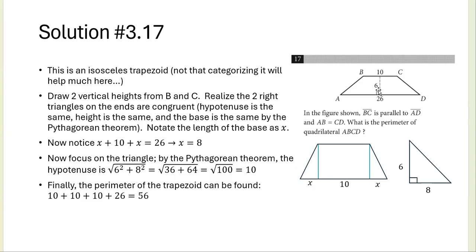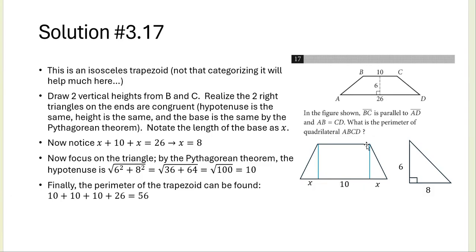So notice this is a vertical height of 6 here. We can extend this vertical height from point B down to AD, and similarly from C down to AD, because these two segments are parallel. So this segment downward is still a length of 6, and this one downward is still a length of 6. We'll use that to our advantage in a little bit. And then notice that if we extend it down, then we'll have this segment. So that's what I drew over here.